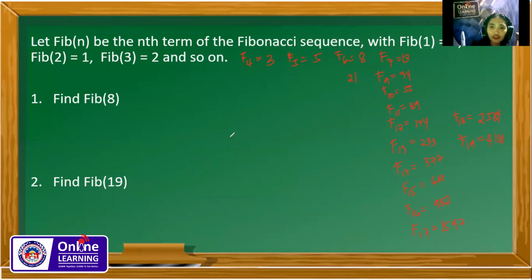Okay. Fibonacci 19. So, Fn is equal to Fn minus 1 plus Fibonacci n minus 2. Then, Fn natin is equal to 19. Then, Fibonacci n minus 1 natin is equal to 18. Then Fibonacci n minus 2 natin is equal to Fibonacci 17. Therefore, the value of Fibonacci 18 is 2,584 plus Fibonacci 17 is 1,597. Therefore, the Fibonacci 19 natin is equal to 4,181. Okay. Next, we proceed to another example.